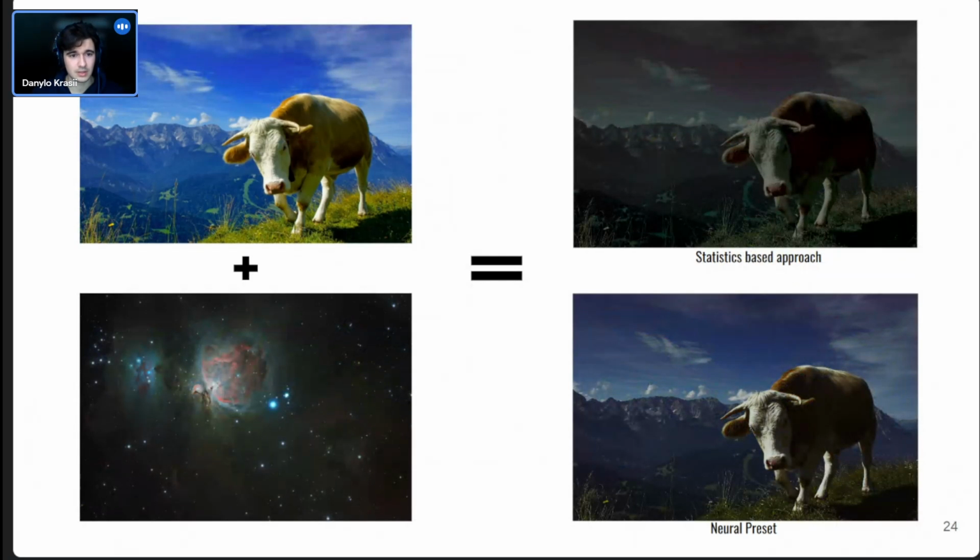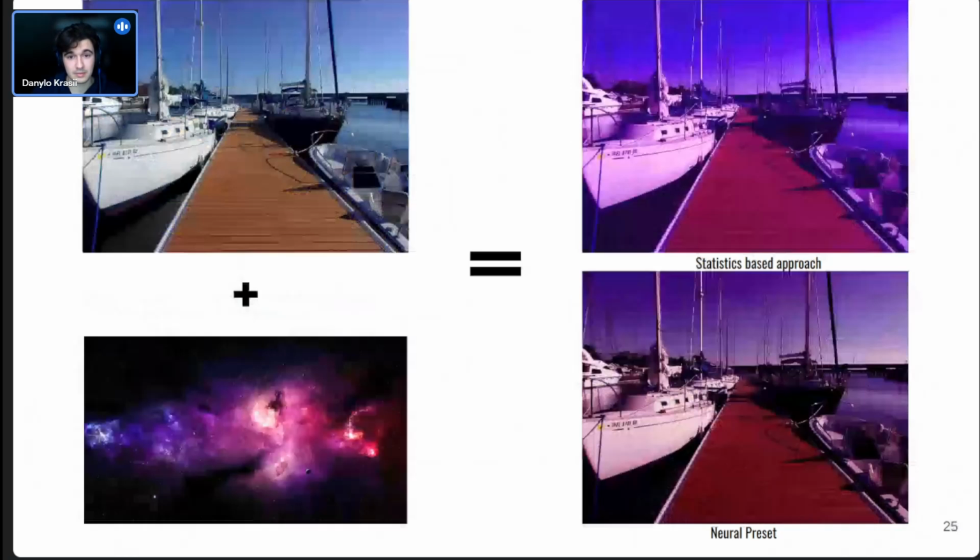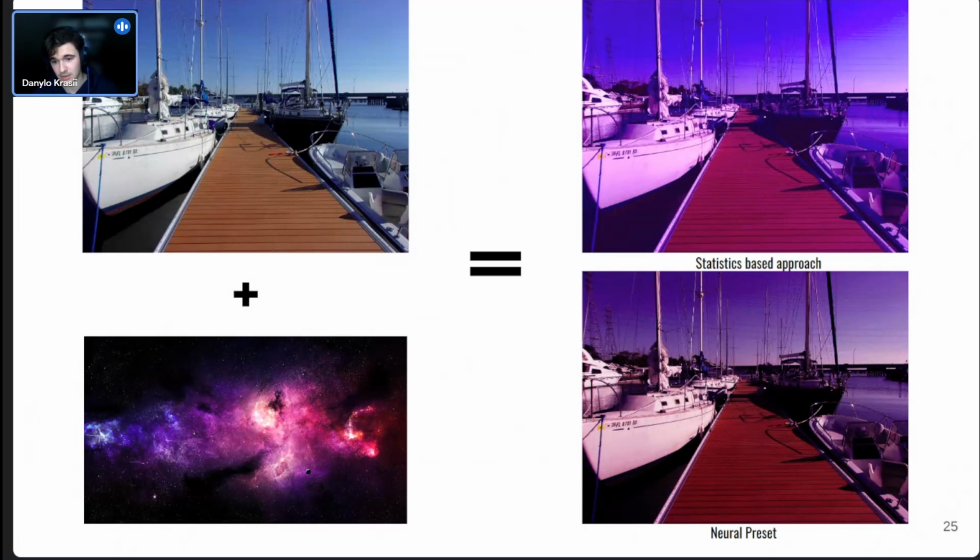Here is another example: a cow and some space background. The results are pretty good in both methods. It's hard to say which of them did a better job. And the third example is some dogs with another space image. Again, the results are quite similar, but I guess for me, Neural Preset looks better because again the colors are less acidic, so I would prefer Neural Preset.